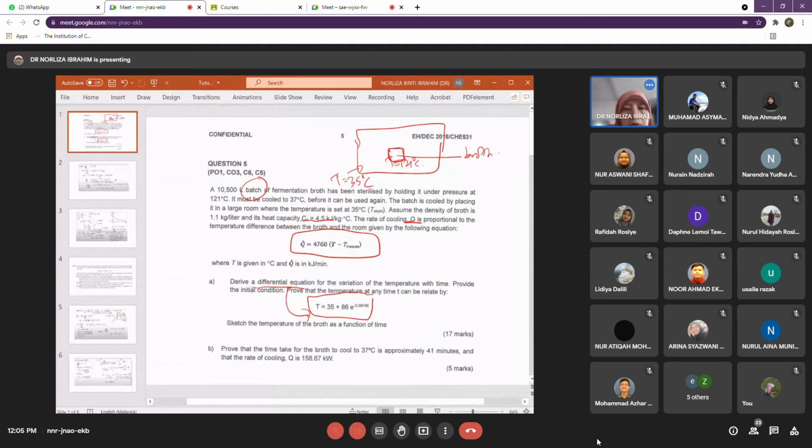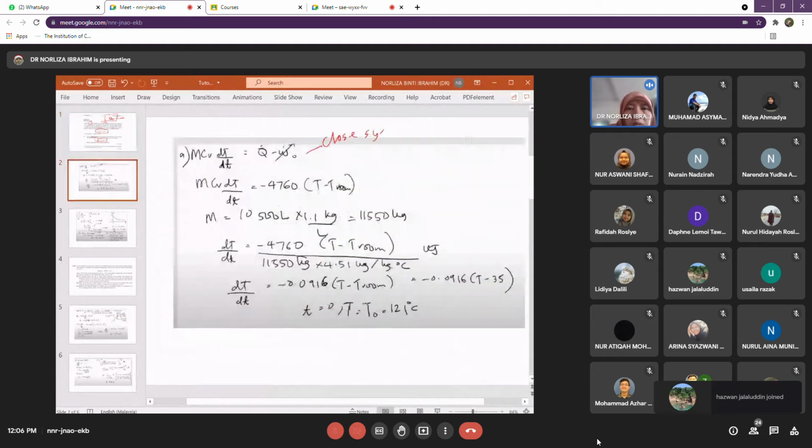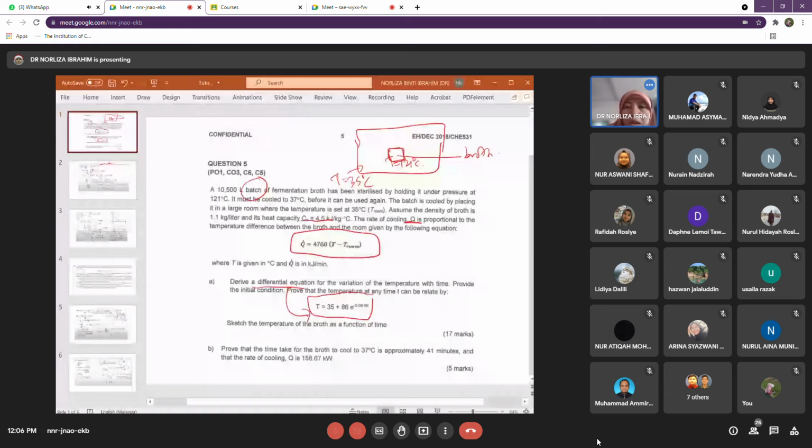So this one is a batch process, so you should write the closed system equation: m Cv dT/dt equals Q dot minus W. You cancel the W, since no information on W is given, and then you replace the Q with this expression. But you have to be careful because you have a negative sign there. That negative sign indicates the rate of cooling. What do you mean by rate of cooling? It means that the broth must release heat. Release means negative, so the rate of cooling is actually the heat released by the broth. So it should be negative.